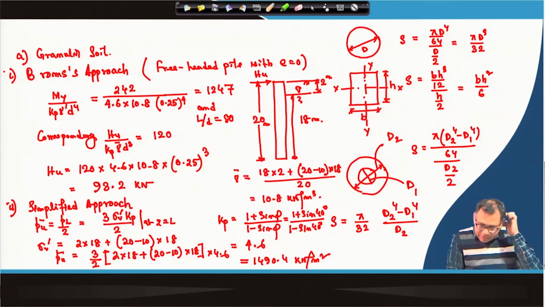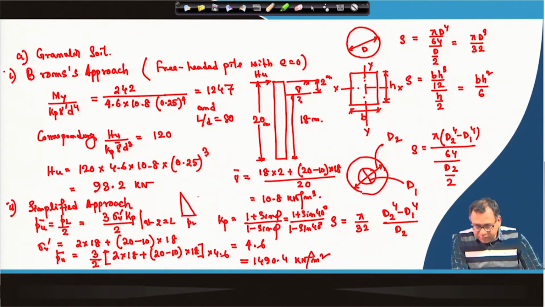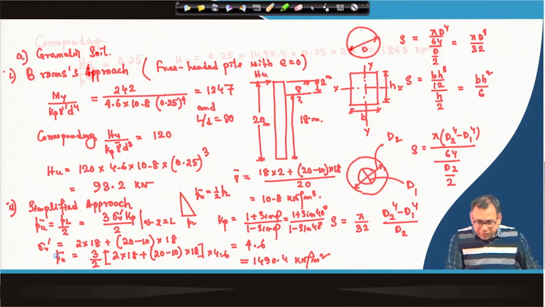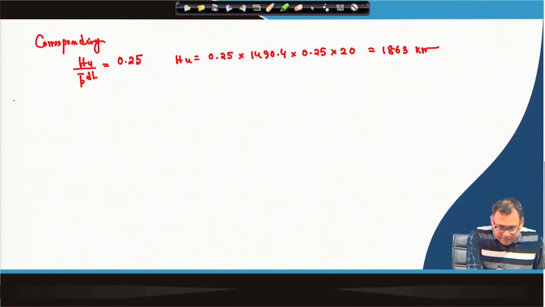So, that means in the simplified approach, as I discussed, it is a linear variation. So, this is PL, and my Pu bar will be equal to half into PL. PL is nothing but sigma b bar, which we have to calculate at z equal to L, that means at the pile tip. Then we put this equation and we will get the Pu bar value as 1490.4.